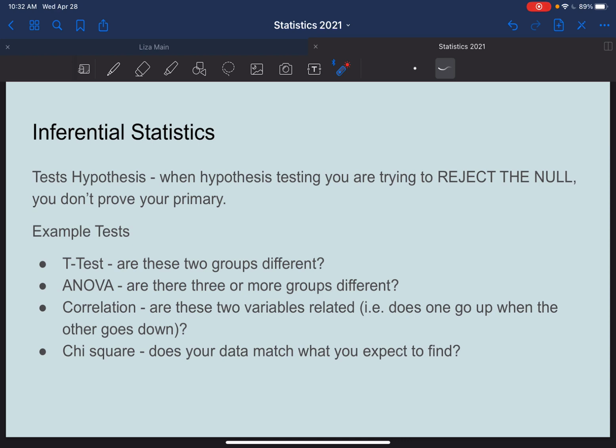In terms of inferential statistics, we're going to do a couple of tests. These are the 4 most common that we do. T-test. I will spend some time teaching you t-test in class. We never calculate it by hand, but I'll show you how to do it in Excel.